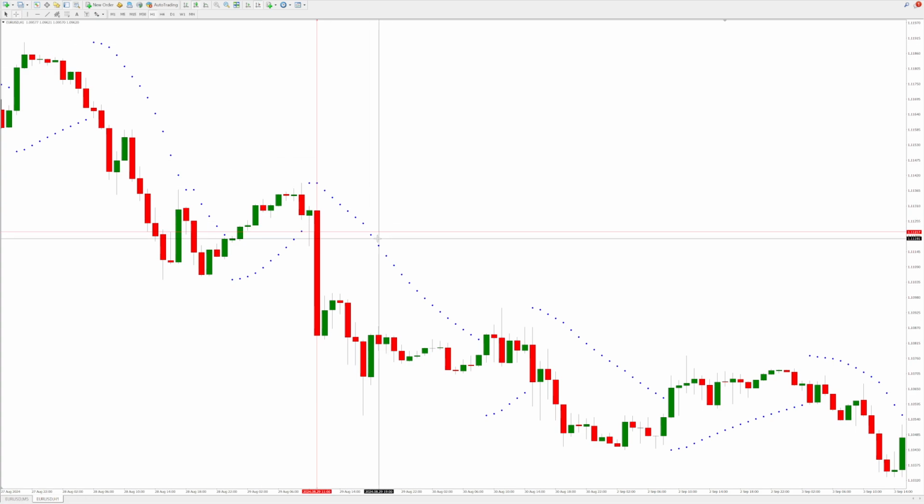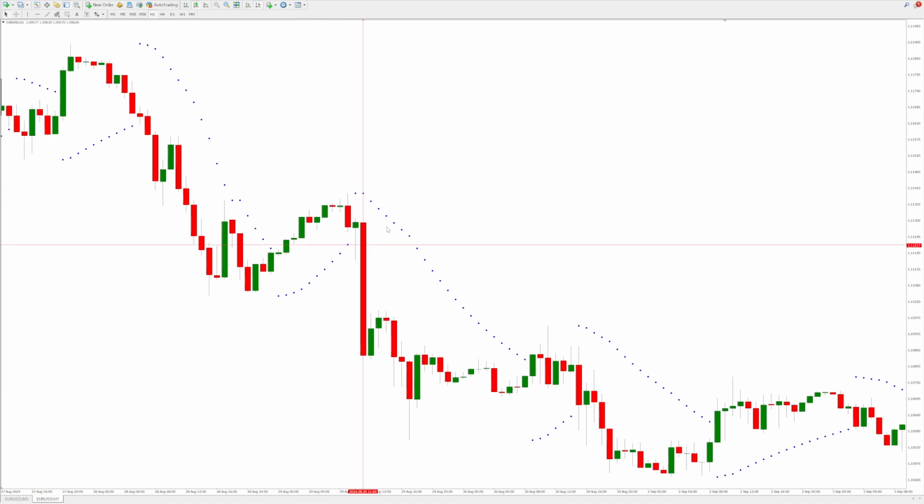You could even, if you know your charts, say when price is here, place a pending sell order just so it will be triggered when price crosses the entry point based on the SAR. Again, price action as well showing a bearish market.